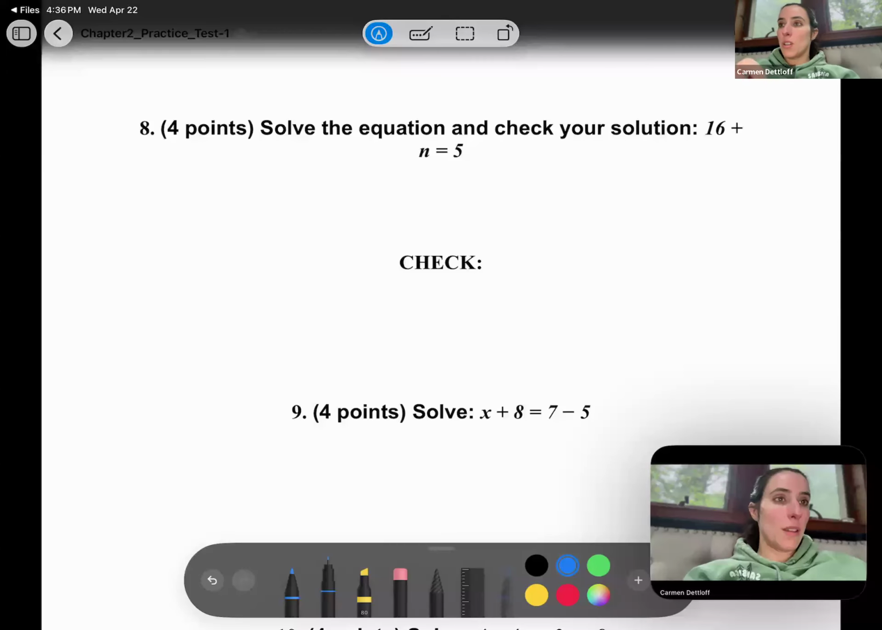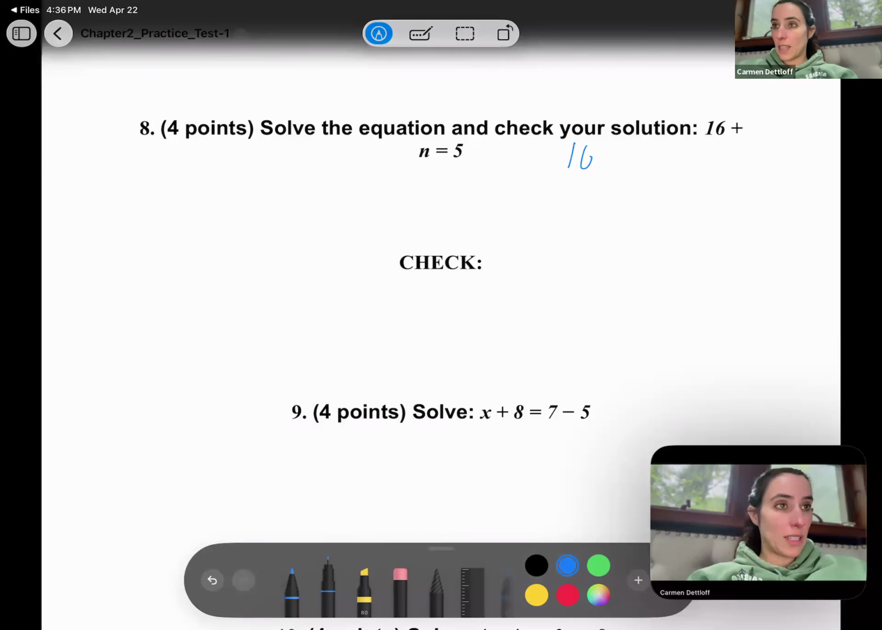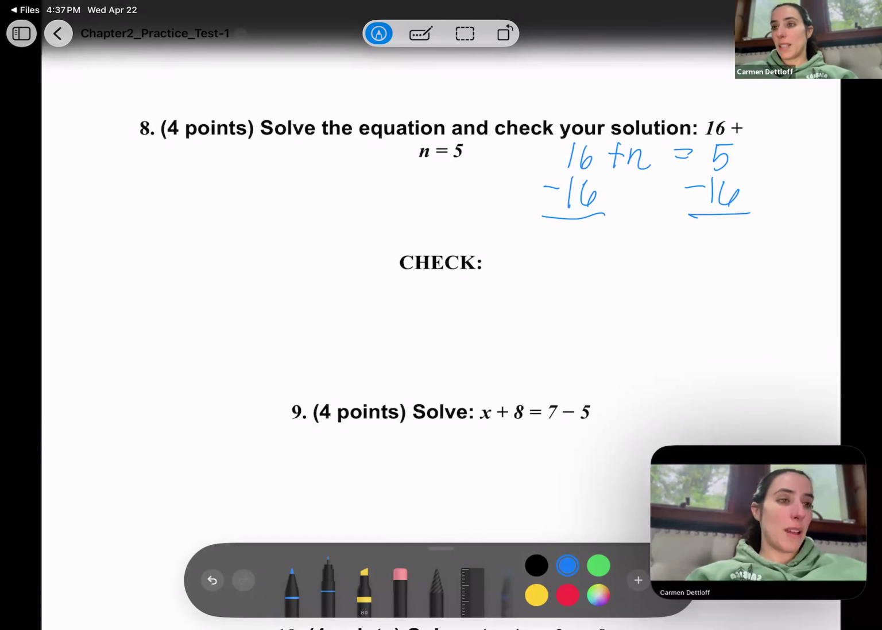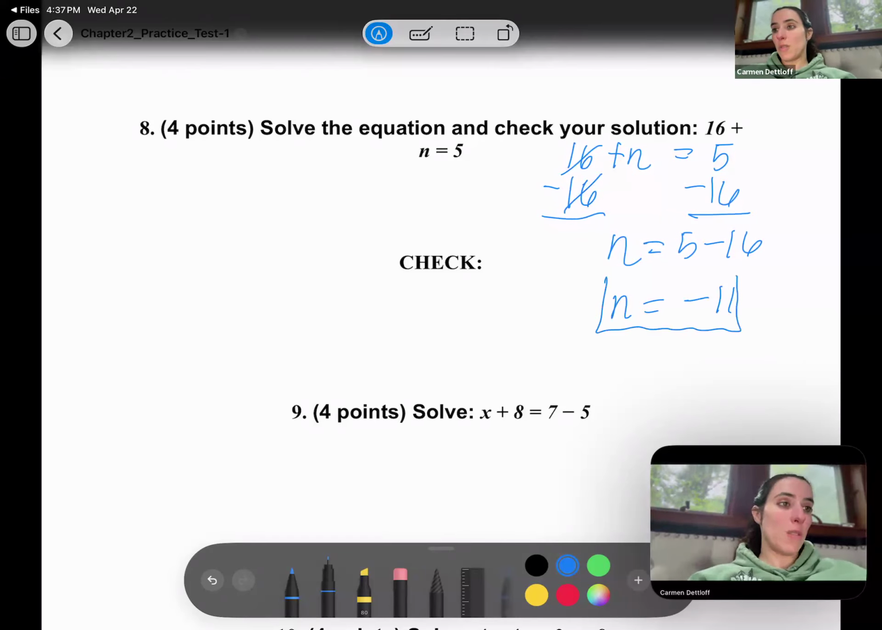Okay. Oh, this is written on 2 lines on mine. It should say 16 plus n equals 5. Okay. I want to get n all by itself. I've got that 16 on the end. I ask myself, is this adding, subtracting, multiplying, or dividing? It's being added to n. So I'm going to do the opposite of adding. So I'm going to subtract 16 from both sides. 16 minus 16, that goes away. And I get n equals 5 minus 16. 5 minus 16 gives me negative 11.